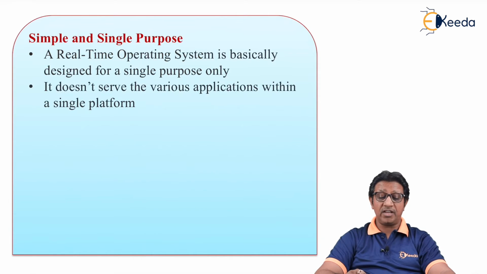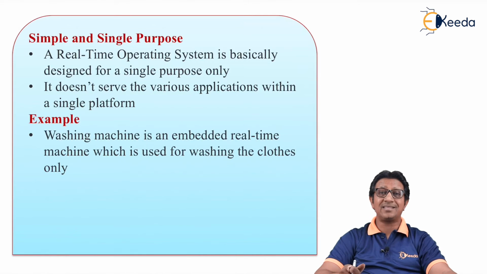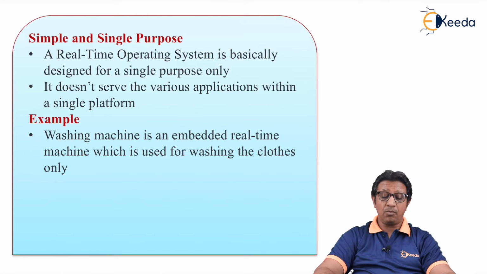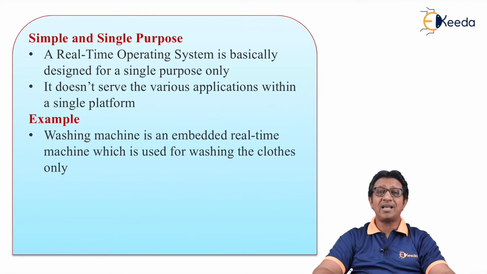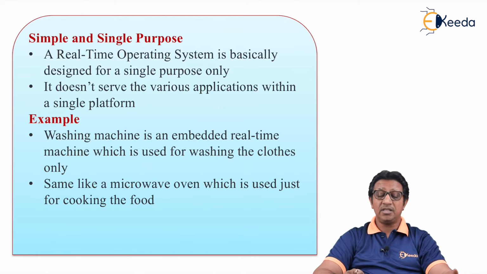So it doesn't serve various applications within a single platform. Now, another example is a washing machine. What is the function of a washing machine? It has to wash and dry the clothes. So drying, spinning, rinsing should be done in a specific amount of time. Take another example, that is a microwave oven.